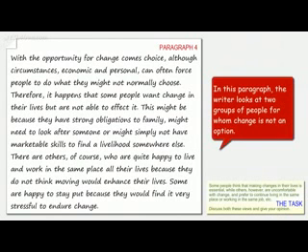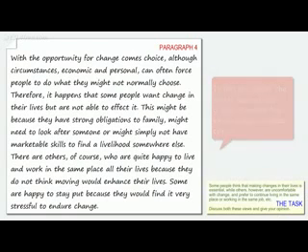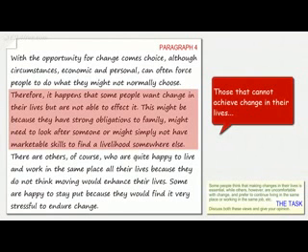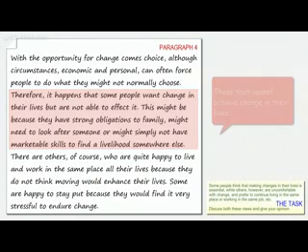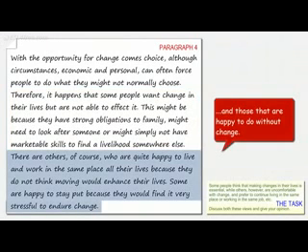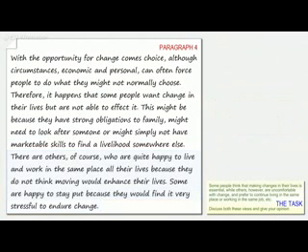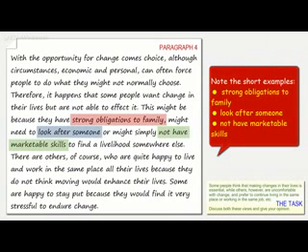In this paragraph, the writer looks at 2 groups of people for whom change is not an option: those that cannot achieve change in their lives, and those that are happy to do without change. Note the short examples: strong obligations to family, look after someone, not have marketable skills.